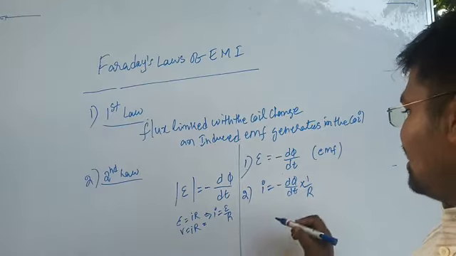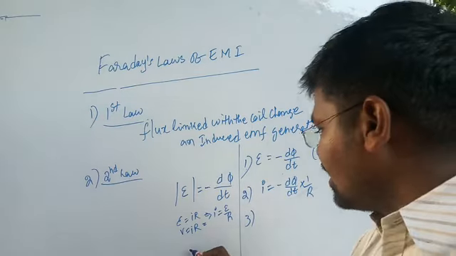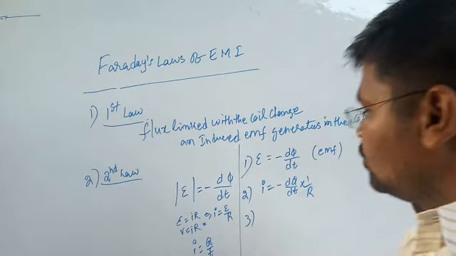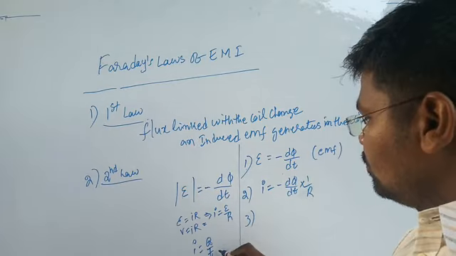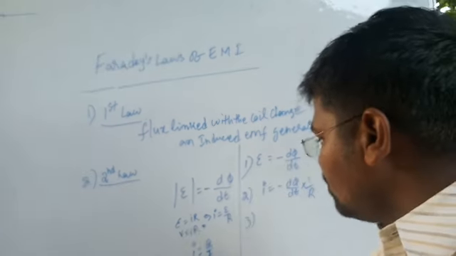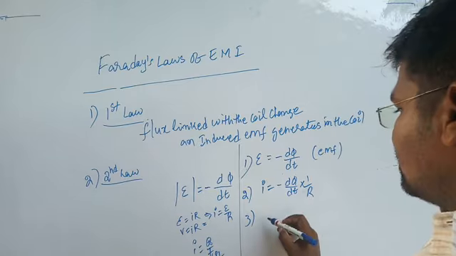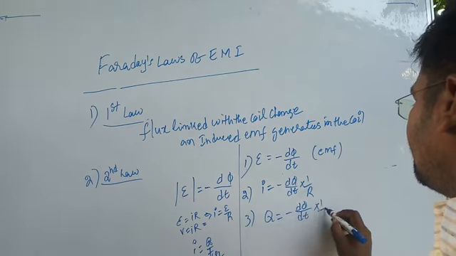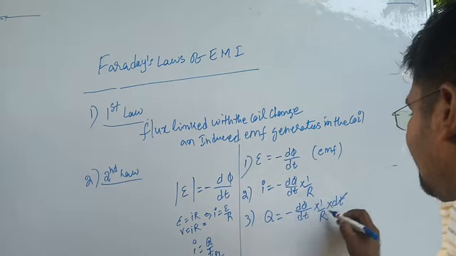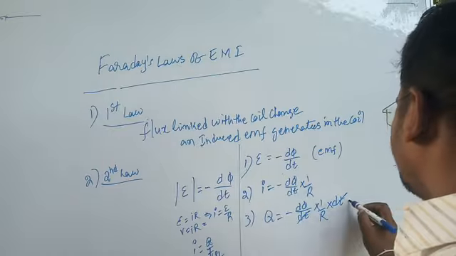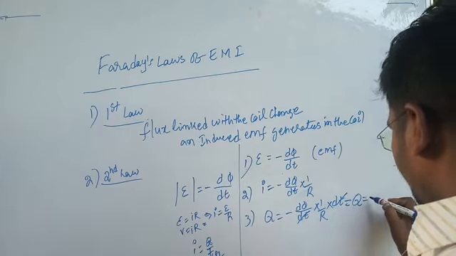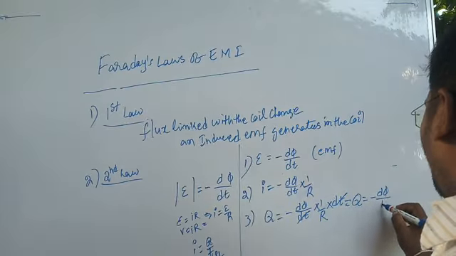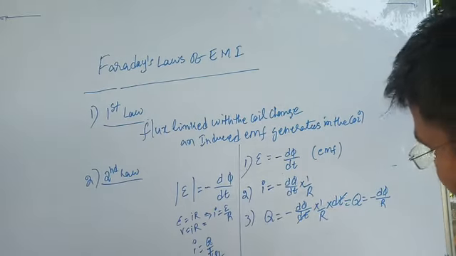R is resistance. Understand? Third one, induced charge. I is equal to Q by t, then Q is equal to I into t. Q is equal to minus d phi by dt into 1 by R into dt. dt gets cancelled. We get Q is equal to minus d phi by R. Understand? d phi by R.